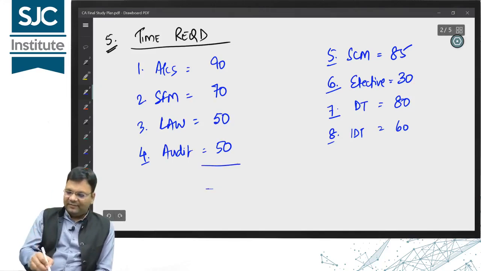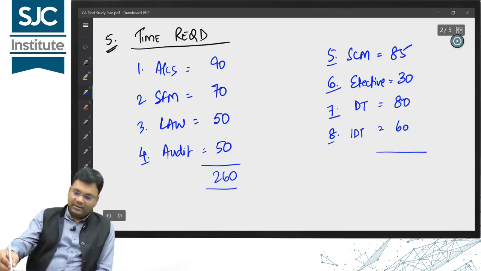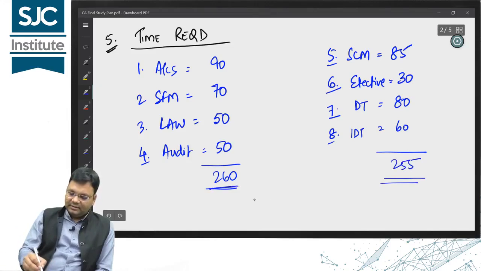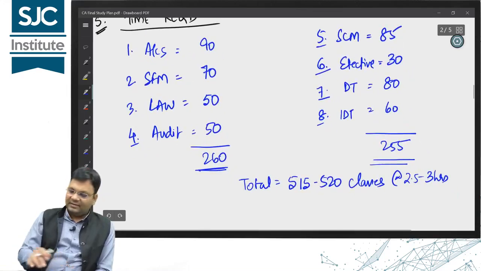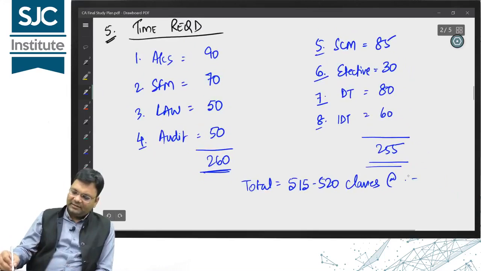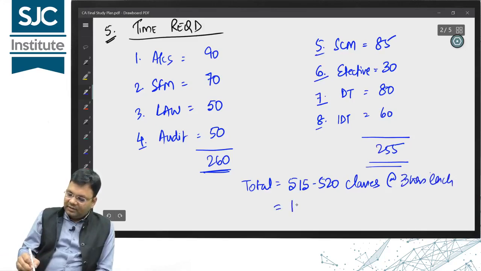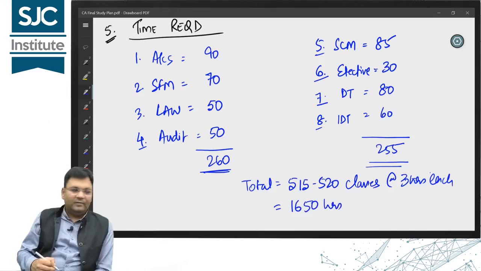Just for brief understanding, 9, 7, 16, 21, 260, and here it is 8, 3, 11, 19, 255. So altogether I consider that there are approximately 515 to 520 classes, and each class is usually supposed to be of 2.5 to 3 hours. In some cases it can go beyond 3 hours, but usually let us take 3 hours each. So altogether you are studying 1650 hours roughly.